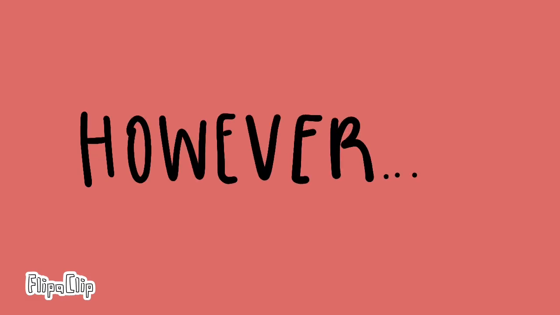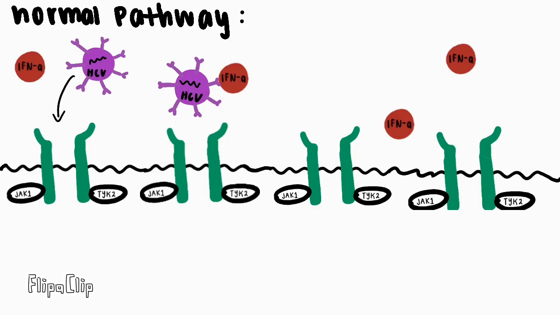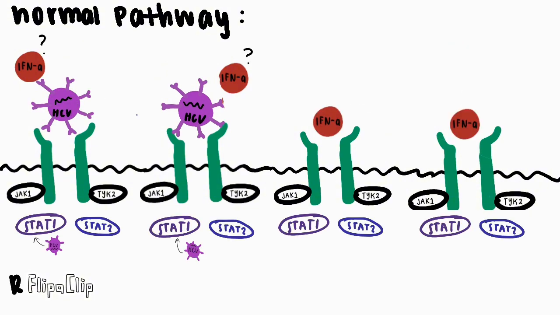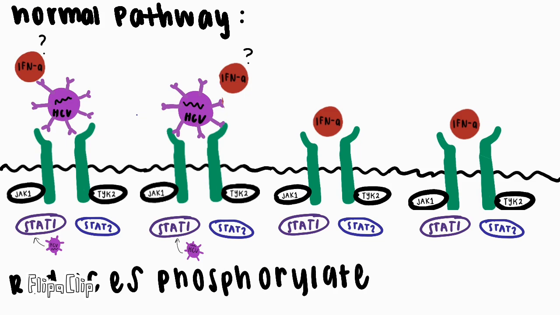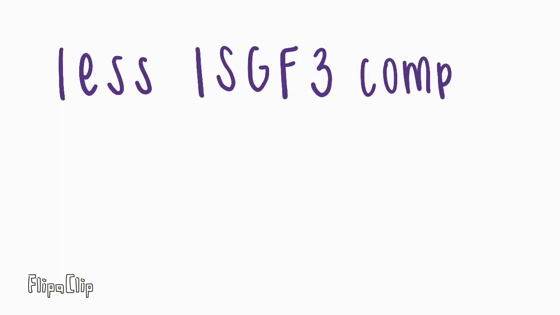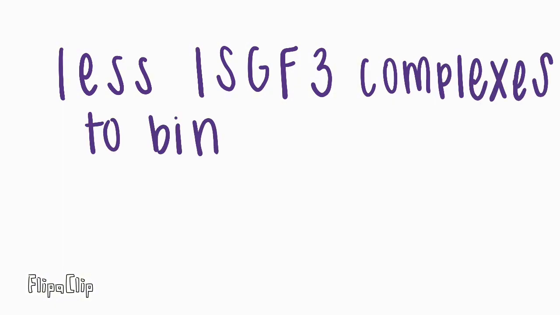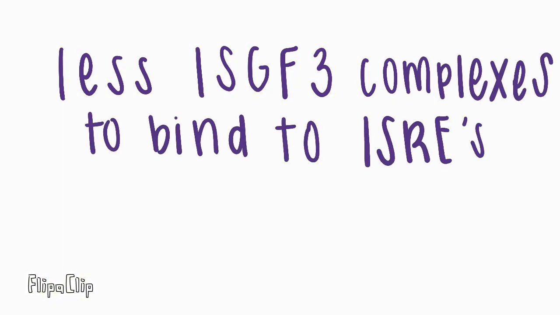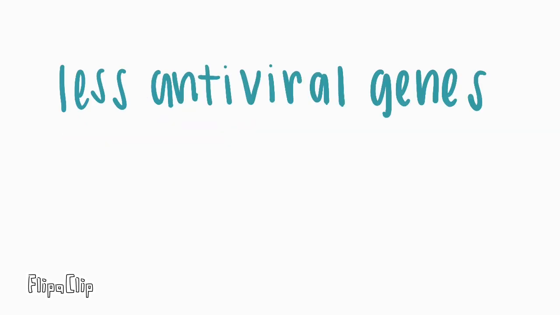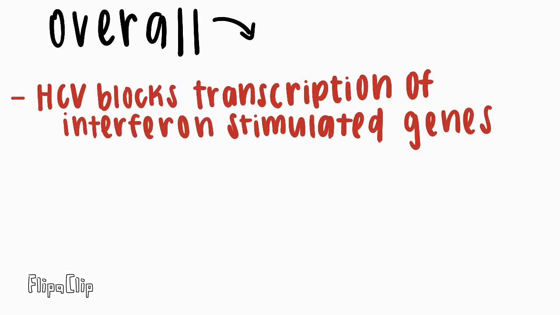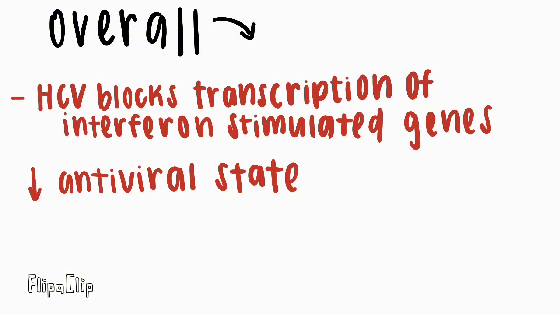However, when HCV is present, HCV proteins take up the receptors that interferon A needs. HCV core proteins are also bound to STAT1 and reduce the amount of phosphorylated STAT1. So this means that there are fewer ISGF3 complexes to bind with the ISREs. This means that fewer antiviral genes are created. HCV blocks transcription of interferon-stimulated genes and makes a less antiviral state.